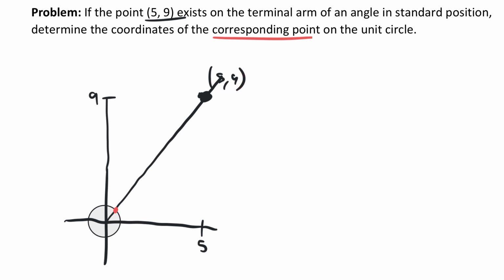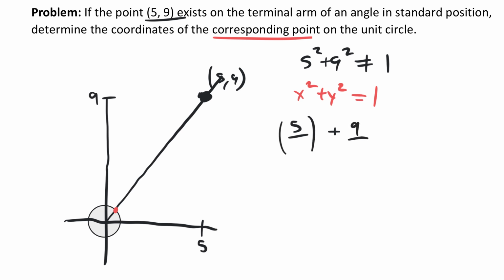Well, that point's not on the unit circle because 5 squared plus 9 squared, there's no way that's going to be 1. But somewhere over here we should have some x squared plus y squared that does equal 1. And it should be kind of like a 5 and 9, right? It should sort of be like a 5 over something plus a 9 over something. And then when we square those, we should get 1. Well, what did we have over here? We had 5 squared plus 9 squared. And that was definitely too much.